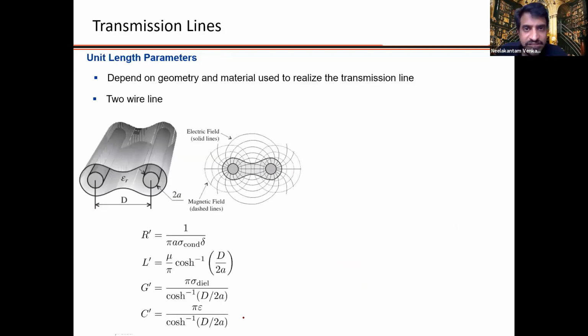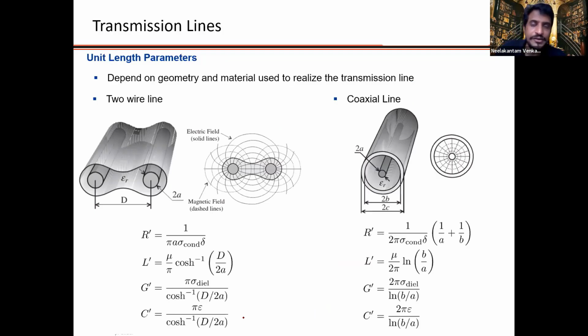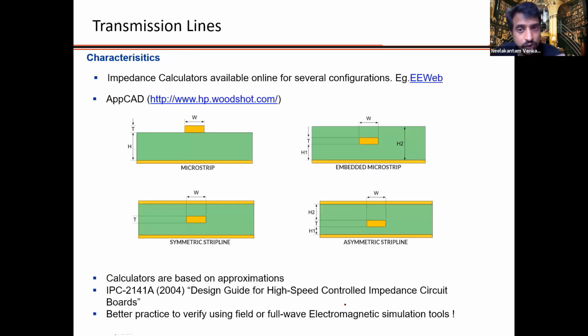So how do you find this L' and C'? Depending on the geometry, there are people who have done the analysis to find what the RLCG is for different geometries. And once you do that, there are also some software tools where you can draw the PCB or the multi-layered PCB and find out what the RLCG is. Once you find that, you can find your alpha, beta, and Z naught. Alpha should be as close as possible to 0, then it's a lossless transmission line.